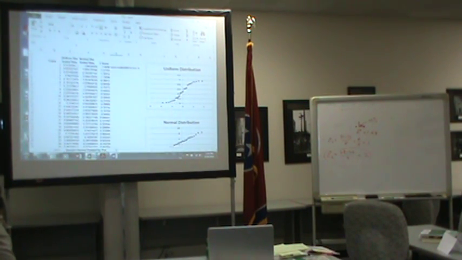I don't think Excel has it built in, but I think it does. I think under the data tools, when you're doing a regression or one of those other things, you can say, give me the normal probability plot. I'll find out if it's in there.